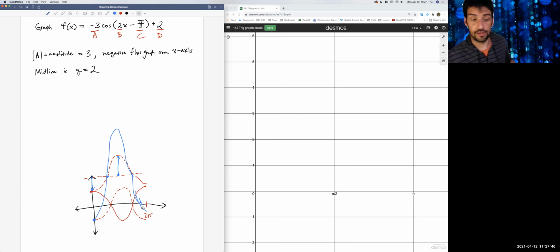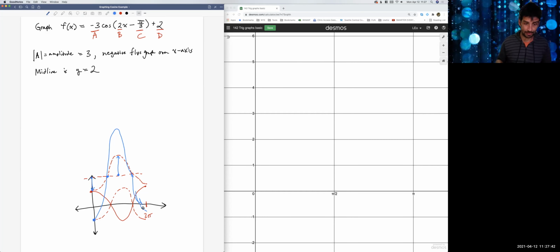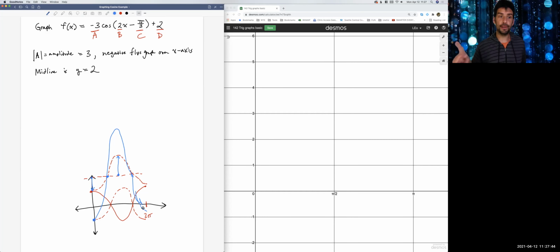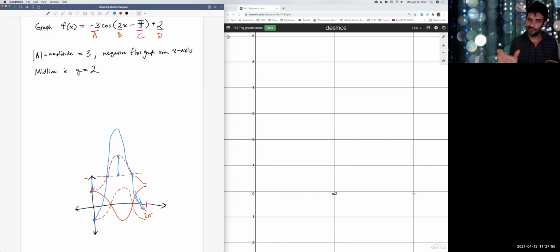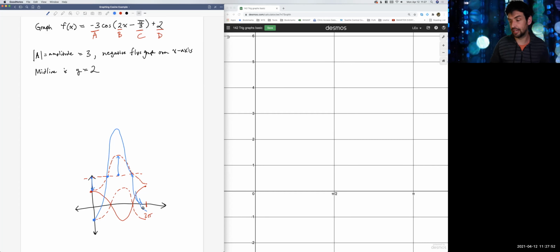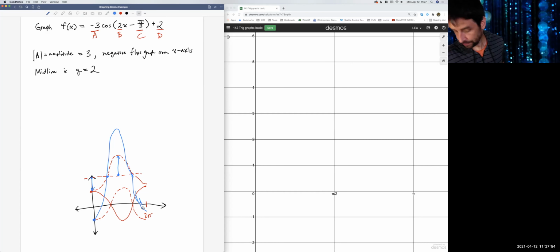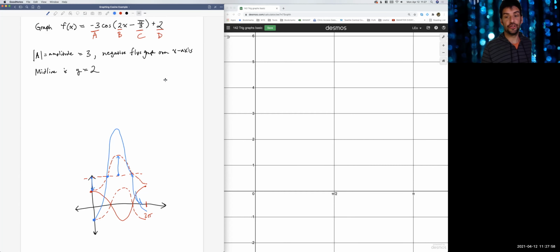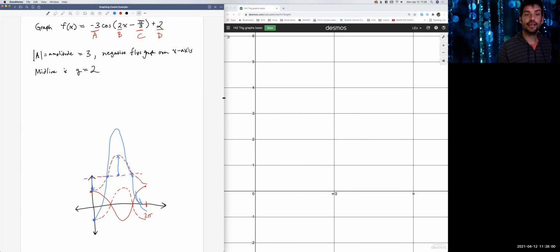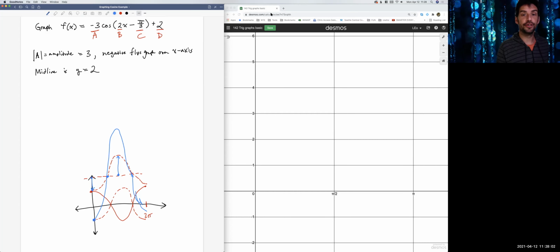I'll mention one other thing that I'm doing, but I want to say it very explicitly. I'm drawing just one period, because once I have one period, it's easy to repeat it to get the entire graph. So I just need to focus on one period. Right now, I'm looking at 0 to 2 pi. Let's get one more piece of information and then move to this nicer graph.